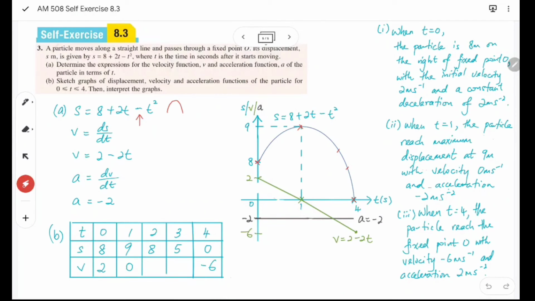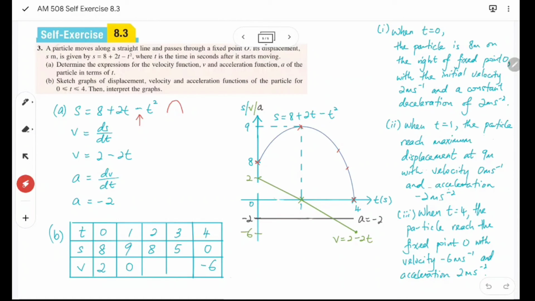Then we draw the graph of V. So when t equals 0, we have 2. t equals 4, we have negative 6. And this is the graph of V equals 2 minus 2t, where the t-intercept is 1. Lastly, A equals negative 2. Since negative 2 is a constant, we'll have a horizontal line at negative 2 here.